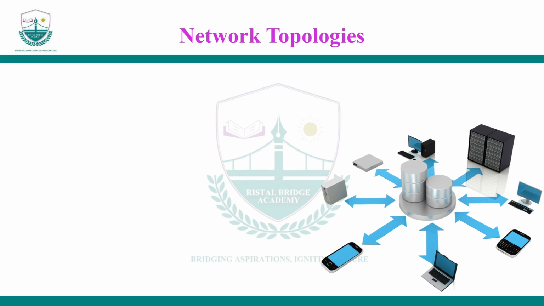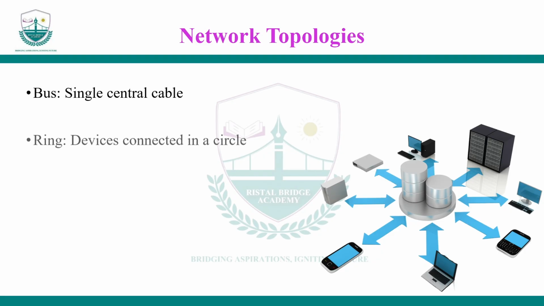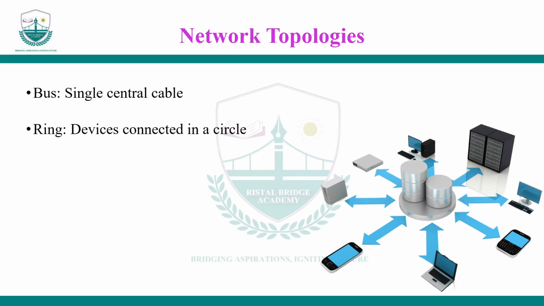So, what is network topology? Network topology refers to how the devices are arranged. Let's look at five main types. Bus. One central cable connects all devices. It is cheap, but one fault crashes everything. Ring. Devices form a circle, data moves in one direction. Star. All devices connect to a central hub. If one cable fails, the rest keep working.